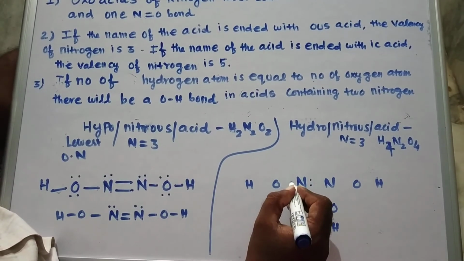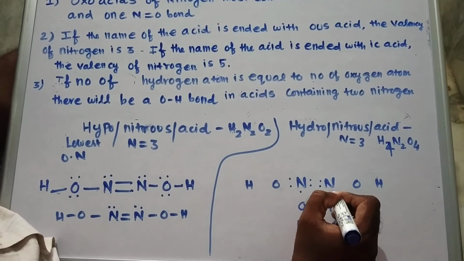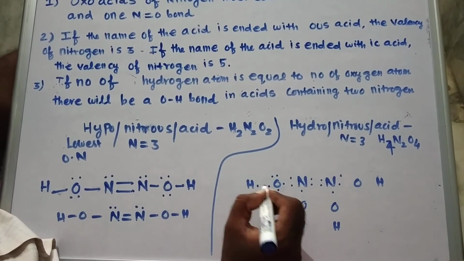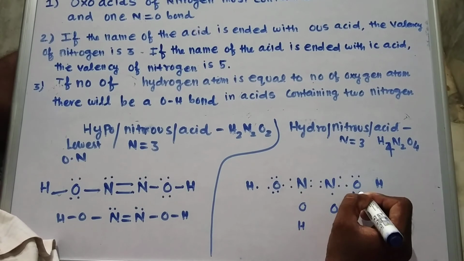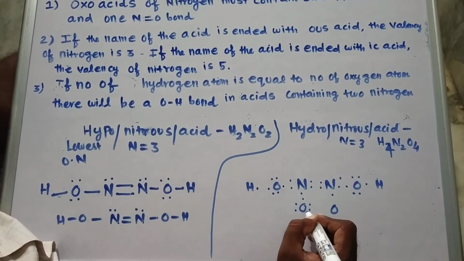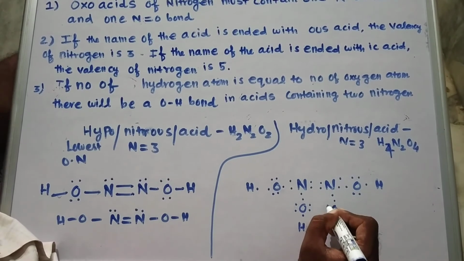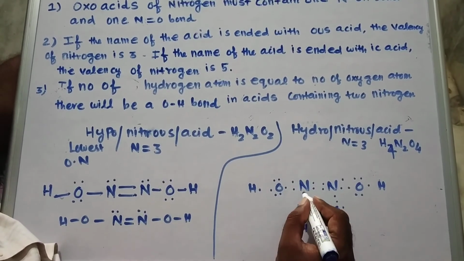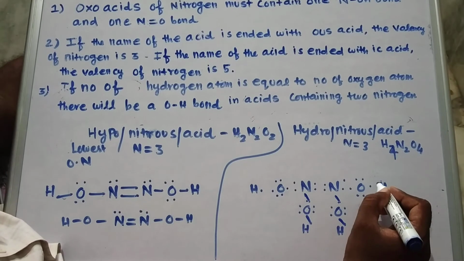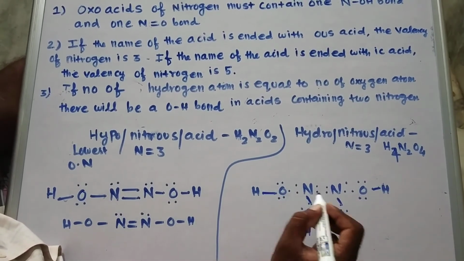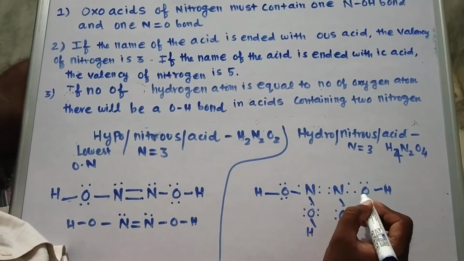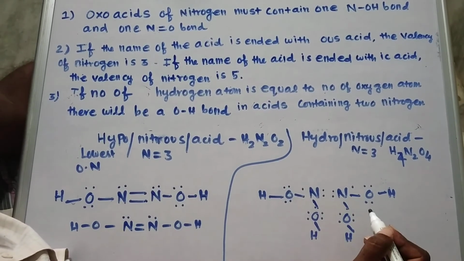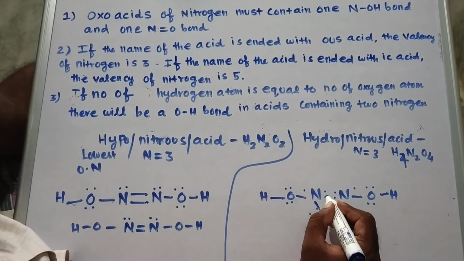Nitrogen has 5 valence electrons each. Here oxygen is 6, for each of the four oxygens. Hydrogen is equal to 1, for each of the hydrogens. Then join with single bonds. For nitrogen, the valence is equal to 3. Therefore, there is a single bond.